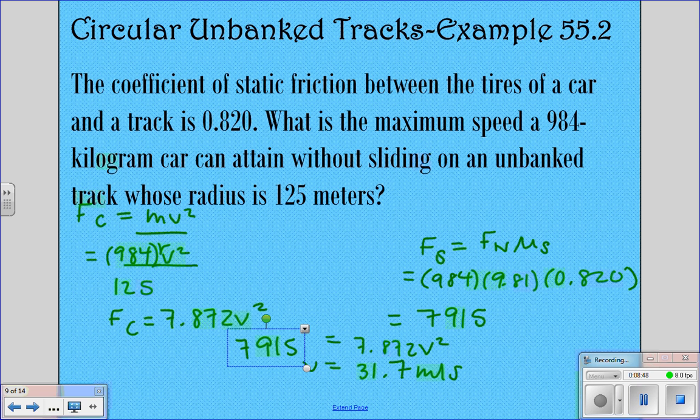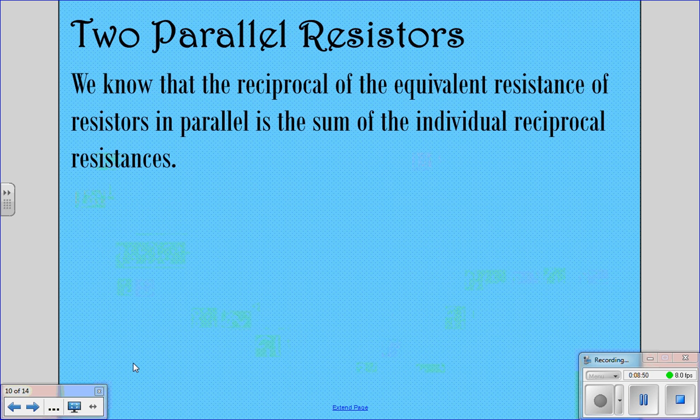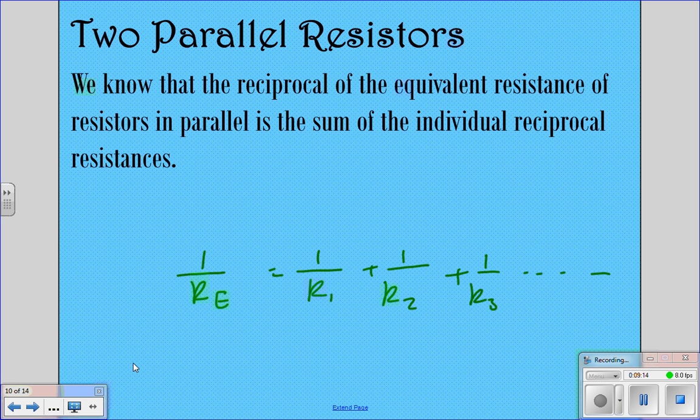Now looking at 2 parallel resistors. We know that the reciprocal of the equivalent resistance of resistors in parallel is the sum of the individual reciprocal resistances. We looked at this formula a couple weeks ago. 1 over R sub e equals 1 over R sub 1 plus 1 over R sub 2 plus 1 over R sub 3, etc., all the way until you end up with all of your individual resistances. That was the formula.